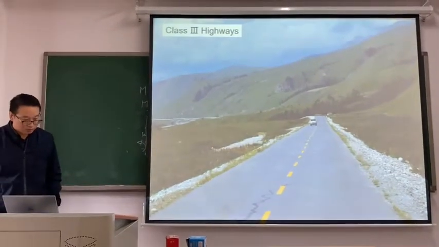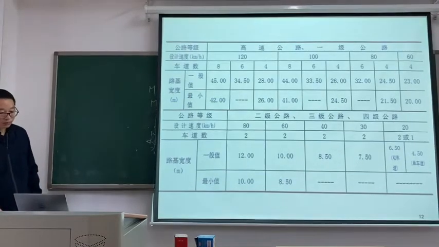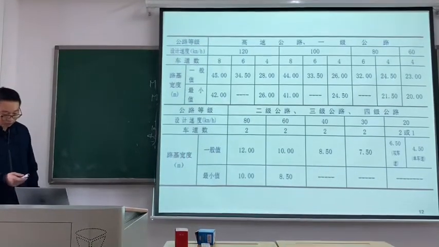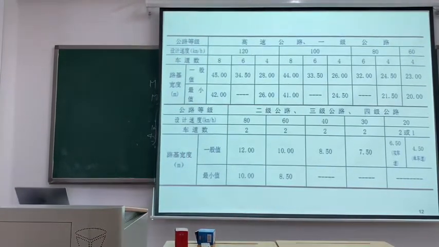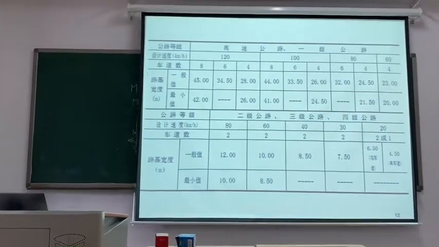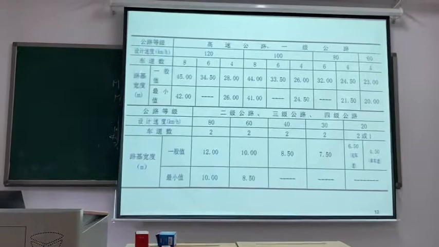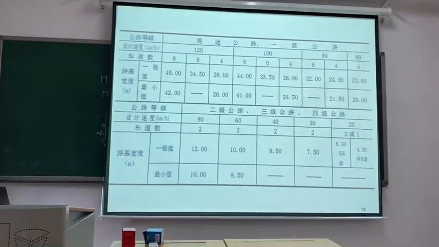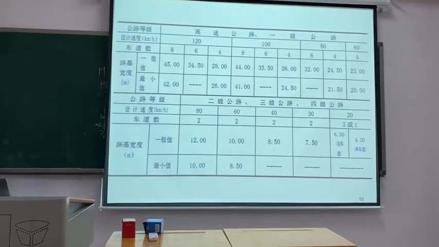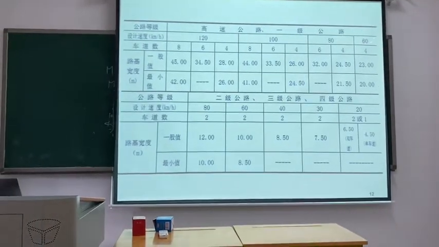Now, we have a, see the table. On this table, we can see that highway, class 1 highways, the expressway are class 1 highways. The design speed is 120 kilometers per hour, and to 60.